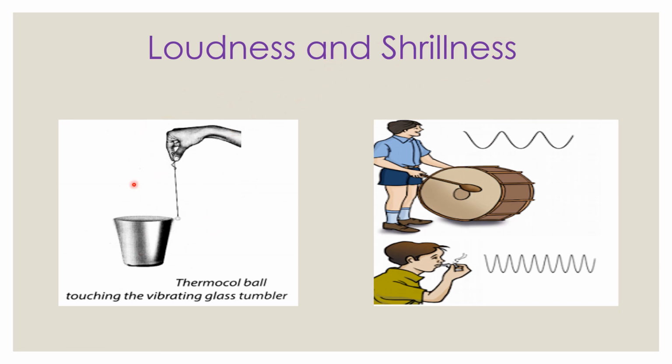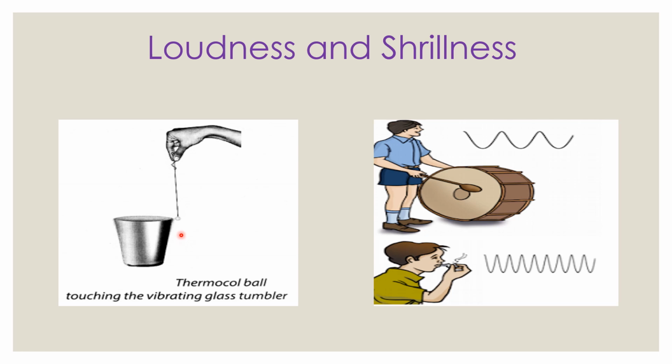Loudness and shrillness can be explained with the help of these two pictures. In this picture, take a metallic tumbler and a tablespoon and strike the tablespoon gently at the rim of the tumbler. We hear the sound produced. Now bang the spoon hard on the tumbler and hear the sound produced again. Yes, the sound produced the second time is louder than the previous one.